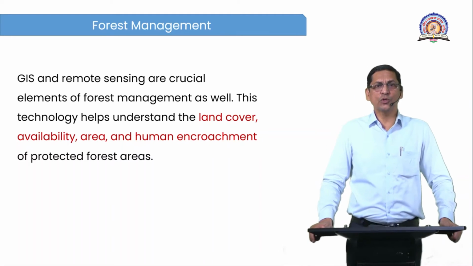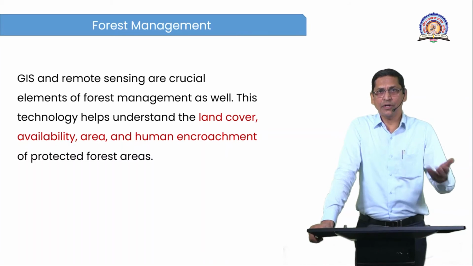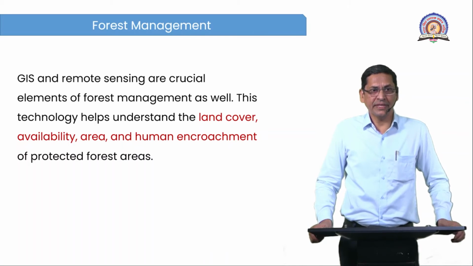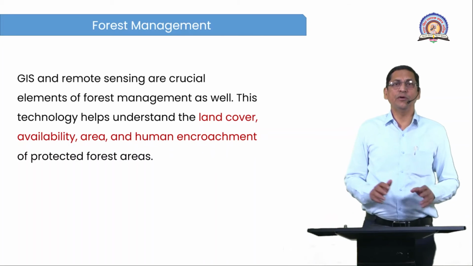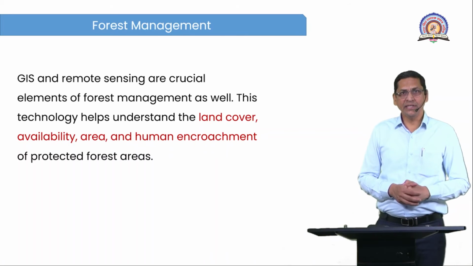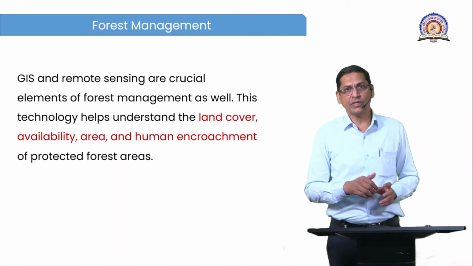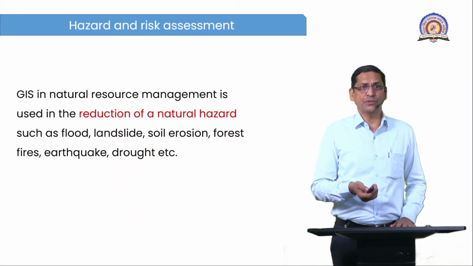Then GIS also gives information about the land cover, the availability or area available, and what is the human encroachment in the forest. So where human encroachment is taking place in the forest, to check that, GIS can be widely used.